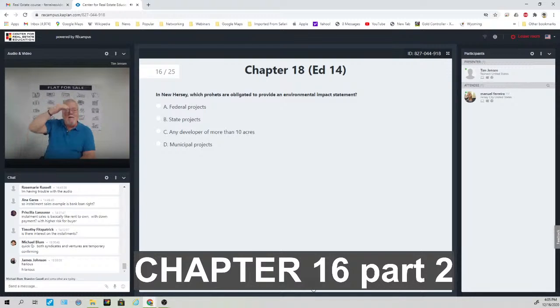New Jersey, which projects are obligated to provide an environmental impact statement. Sorry about the typos, guys. In the book, it's very clear. In New Jersey, which projects are obligated to provide an environmental impact statement?